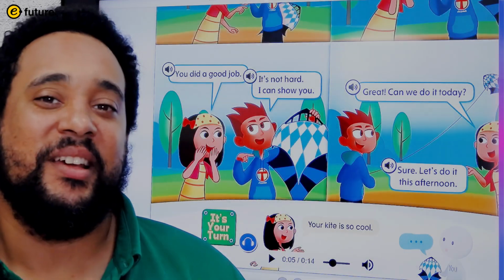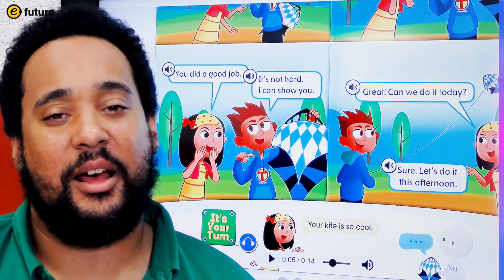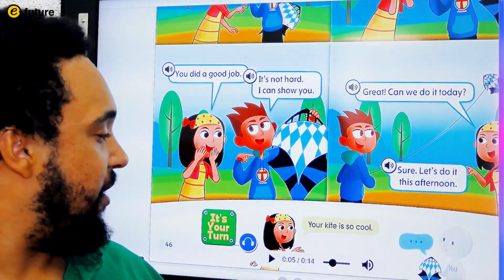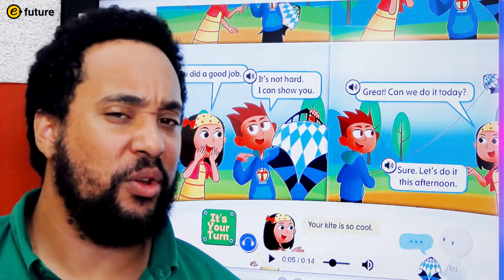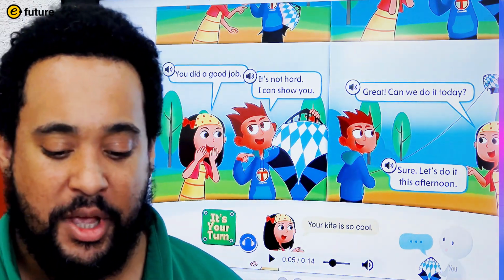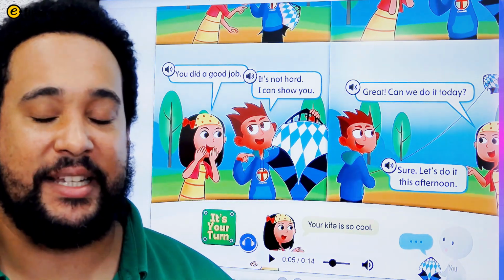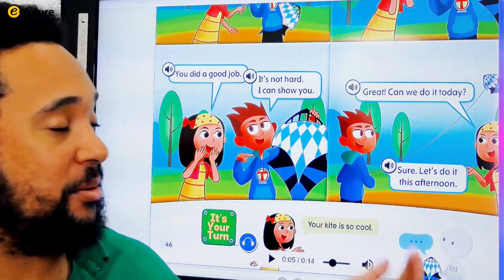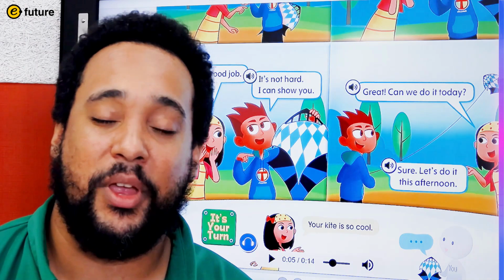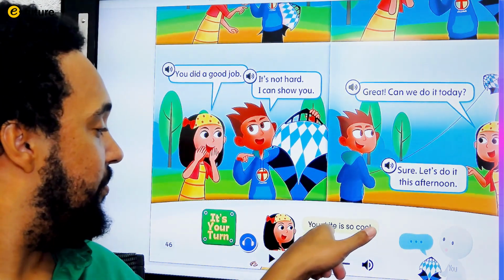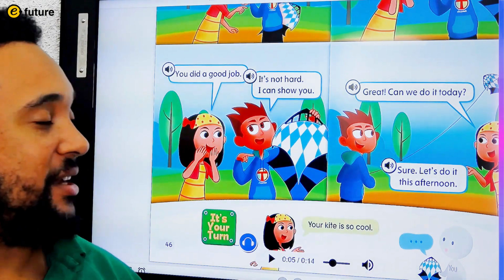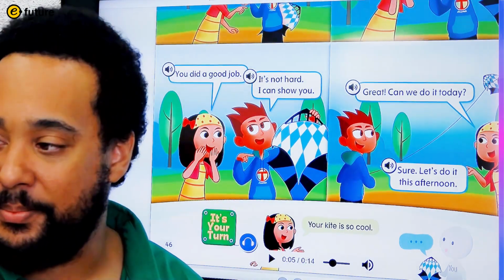Okay, everyone, let's begin by looking at the bottom of our page now. So we've practiced with the animation quite a bit. I think we've memorized it fairly well. So now it's your turn to practice answering and completing this dialogue down here. So let's listen to the line that we see here. So Tina says, "Your kite is so cool." So listen to her.